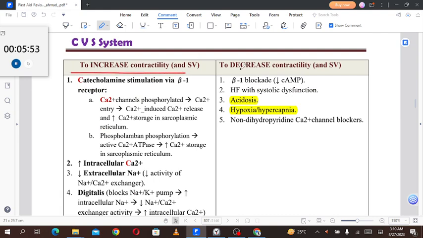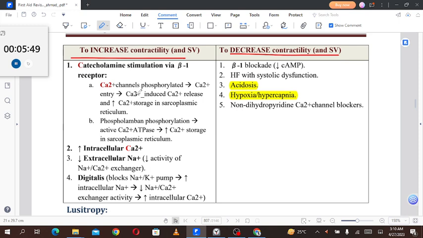Now let's talk about what we have to do to increase the contractility and stroke volume, and then to decrease the contractility and stroke volume. Contractility and stroke volume can be increased by catecholamine stimulation of the beta 1 receptors. What happens? Calcium channels are phosphorylated, calcium enters, calcium-induced calcium release occurs, and there is increased calcium storage in the sarcoplasmic reticulum. Because if more calcium is entering, more will be stored in the sarcoplasmic reticulum.